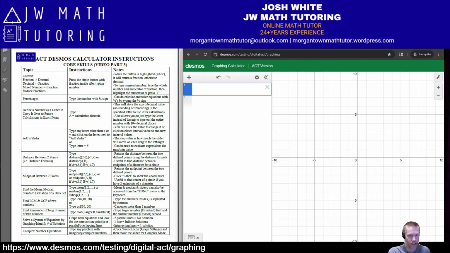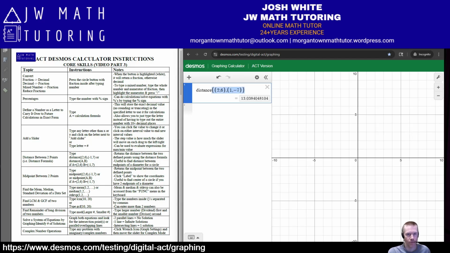So the first one is the distance formula. All you're going to do is type distance and then open parentheses, and then inside here you would put your 2 points. Now if you want to type the points themselves, you would separate them with a comma. Okay, and there's our distance right there.